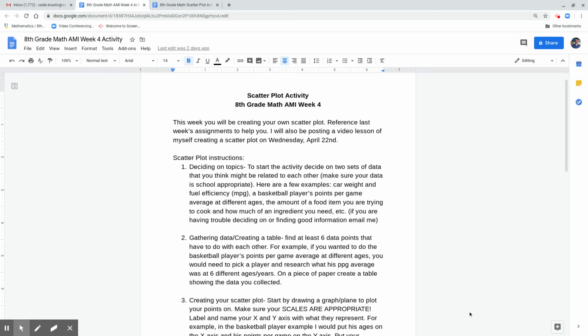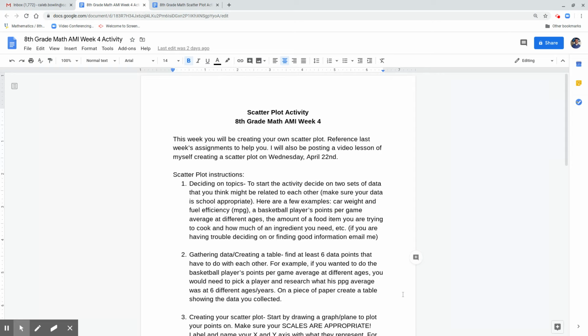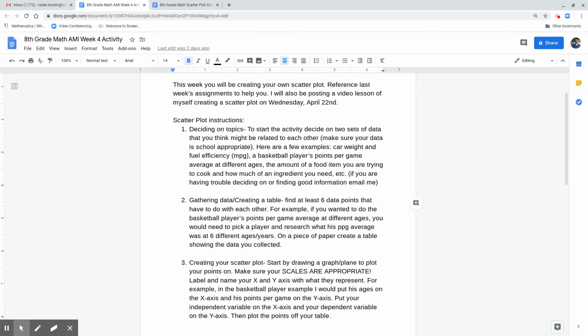And then number 2, we have gather the data, create a table. So you wanted to come up with at least 6 data points based off your information. So I chose to do the basketball players' points per game. So what I did is I chose to do Michael Jordan, and I found his points per game average for each of the last 6 seasons he played basketball. So we're going to look at my table now.